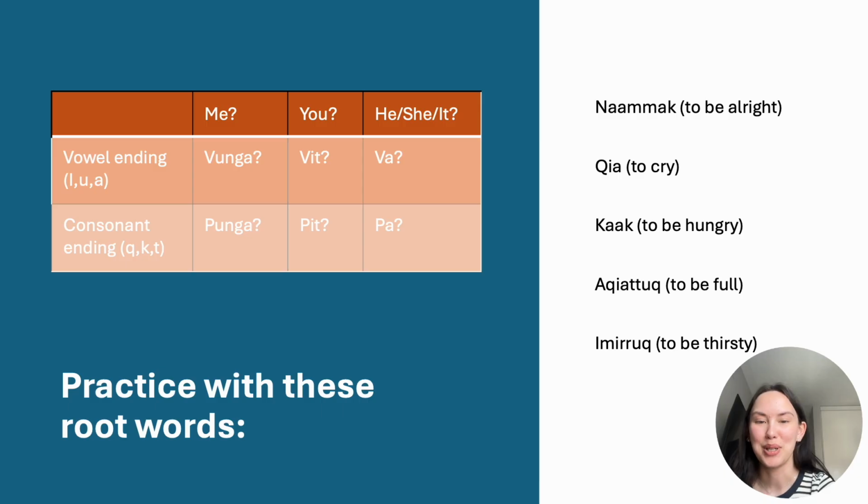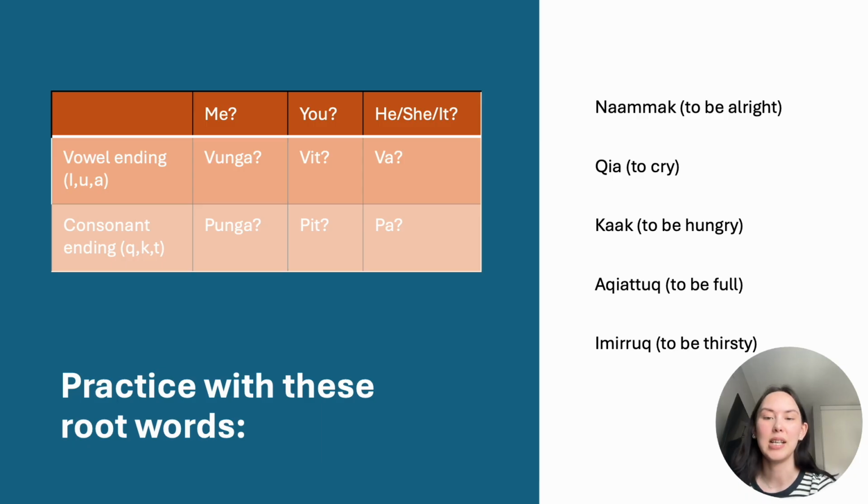Take a minute to put in your guess. Are we going to say kyava or kyapa? Which one of those flows better? So because it ends in a for kya, we're going to say kyava. And that means, is he or she crying?